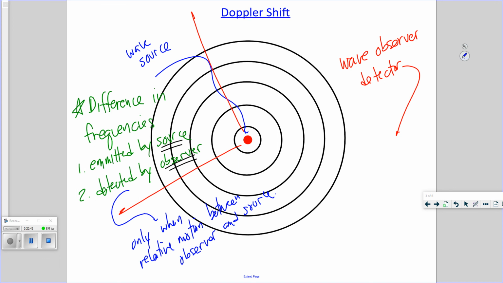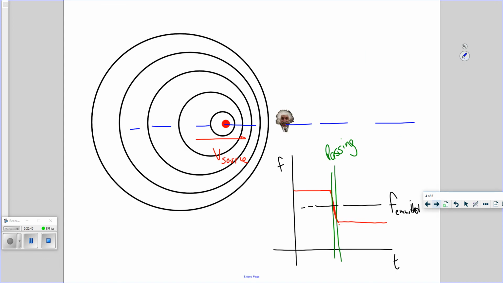So if we had a case where the source was moving to the right at that speed, but the detector also moved to the right at the same speed, these waves would catch up to the observer because they move way faster than the source, probably. But if these two speeds were the same, we wouldn't get any shift in detected frequency. We have to have some difference in source speed and detector speed.